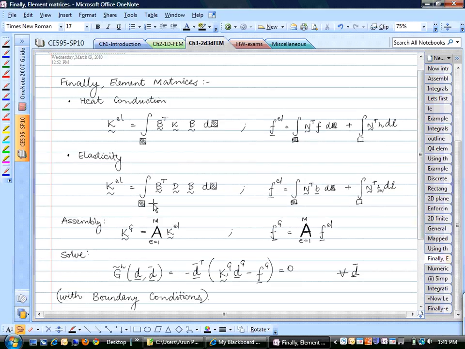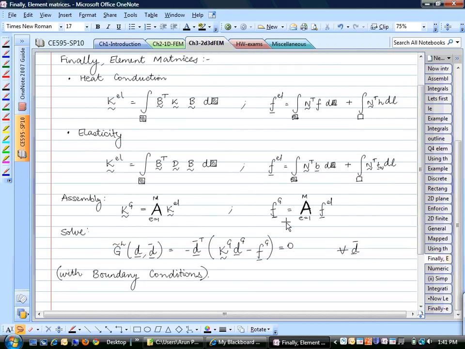And the same thing for the elasticity matrix, and after that you already know how to assemble the two matrices and solve this equation, by enforcing boundary conditions, and that will give you the solution.